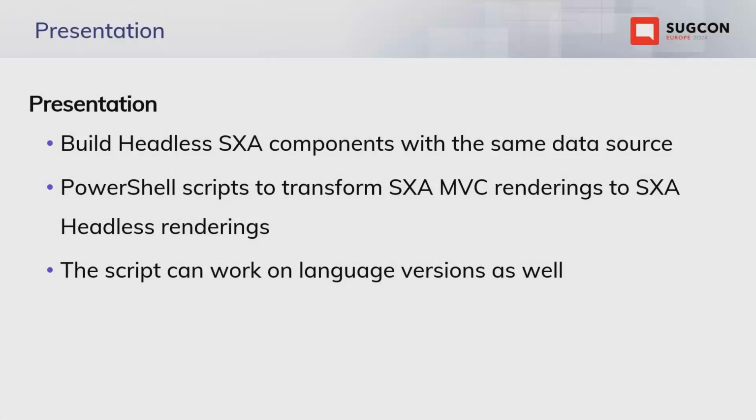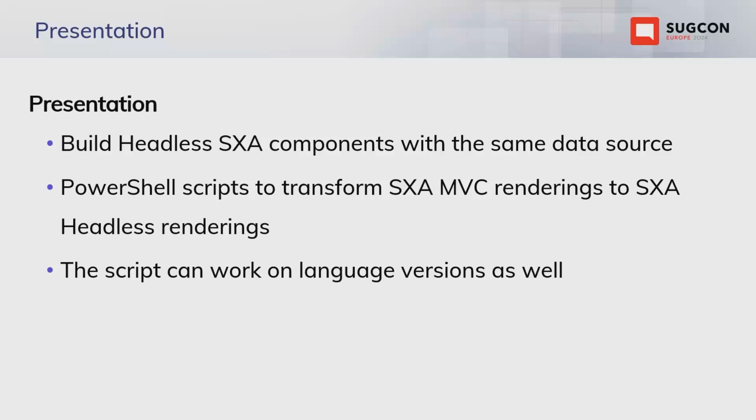Okay. So what are the things which we need to take care of if you want to automatically migrate an SXA MVC component into a headless SXA component? Build the SXA components with the same data source, so the same template. Whatever template you have used for MVC, don't change the template. Use the same template for building SXA headless components. Then use PowerShell scripts to transform SXA MVC renderings into SXA headless renderings.